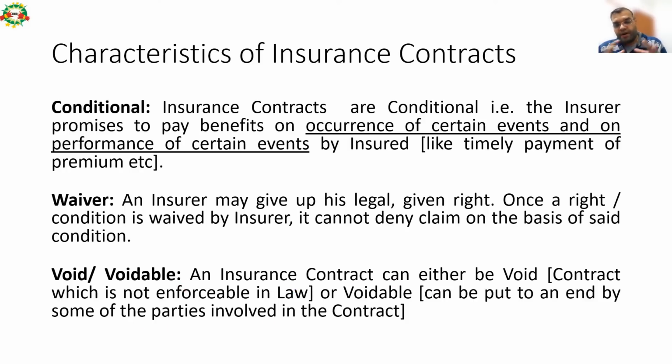So void is void ab initio. The moment we have signed an agreement and it is void, it has no meaning. And voidable: it is not void, but the parties involved in the contract have the option to make it void. So an insurance contract can either be void or voidable.